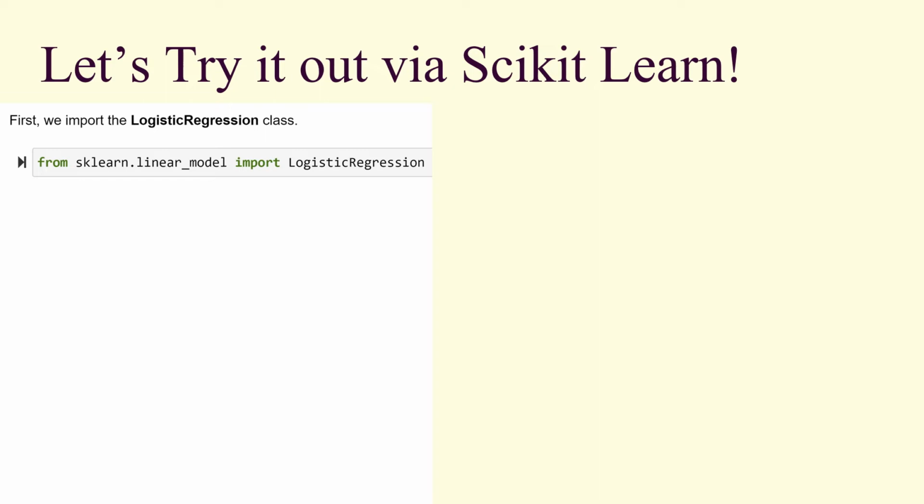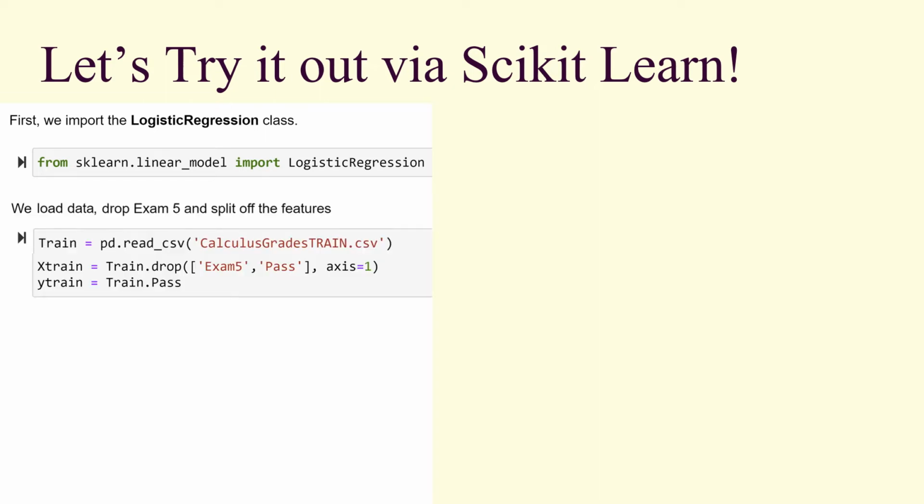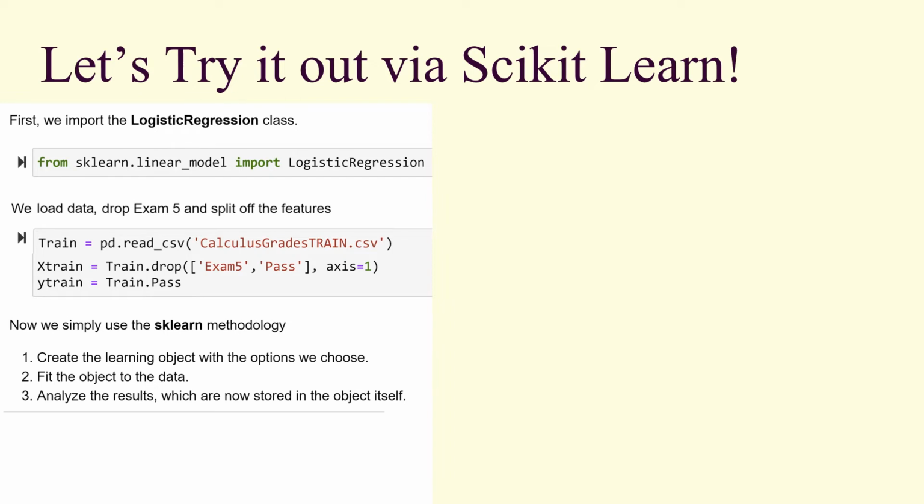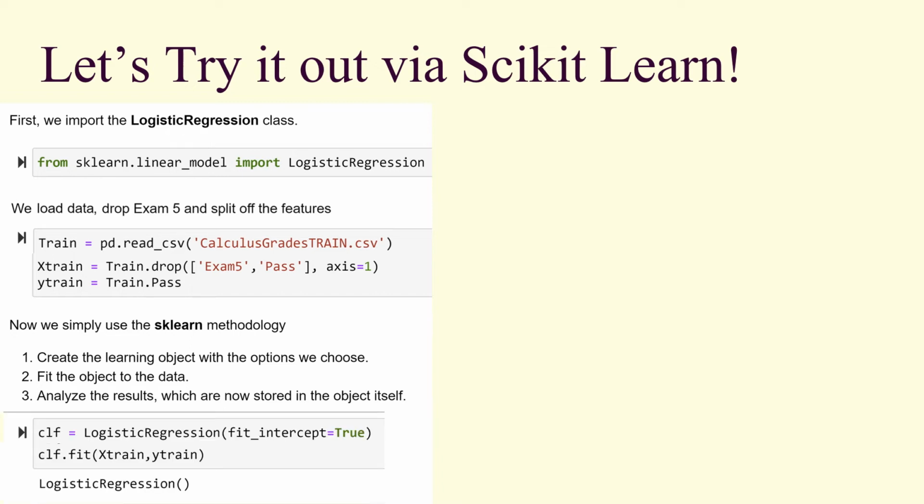So then we're going to import the logistic regression model and load our training data. And we're going to drop exam 5 and pass from the X values of the training data because the pass variable is in the Y part of the training data. Now, scikit-learn has a very simple methodology. You create the learning object, you fit the object to the data, you analyze the results, now stored in the object itself. So there's the first two, the logistic regression. We create it, ask it to do a fit and intercept, and then we fit the classifier object to the data.